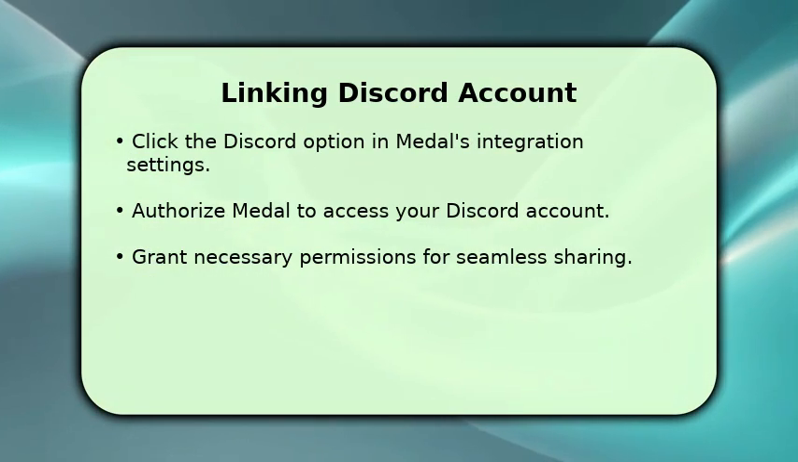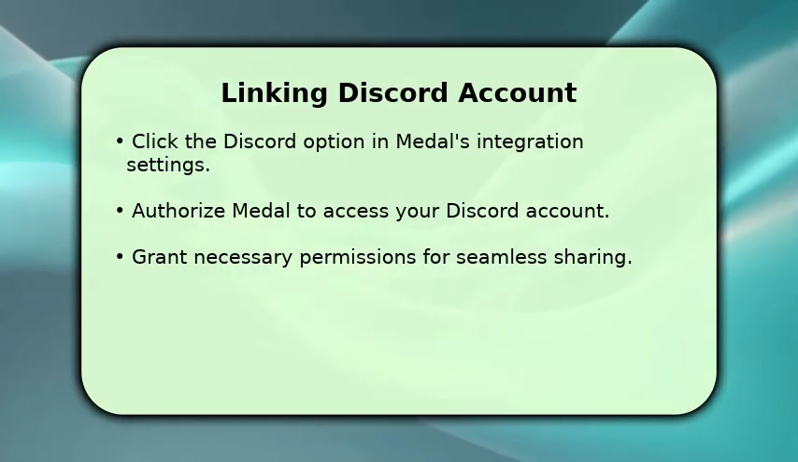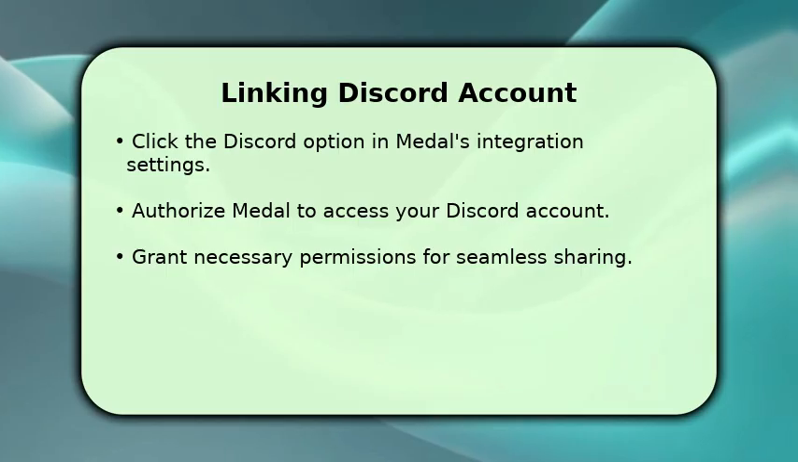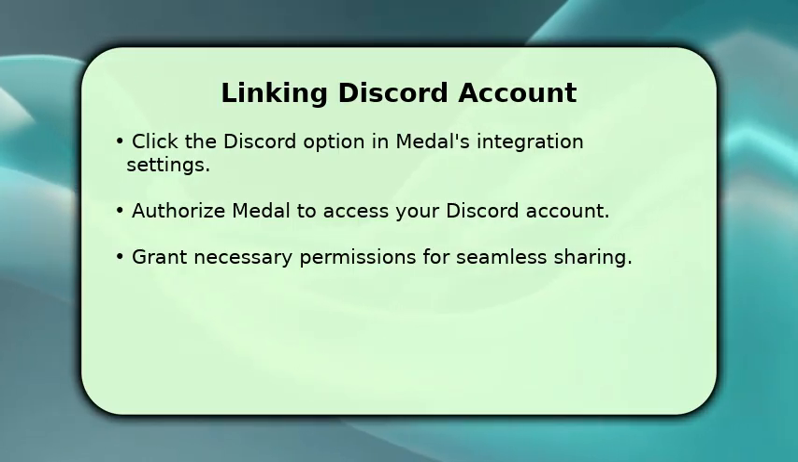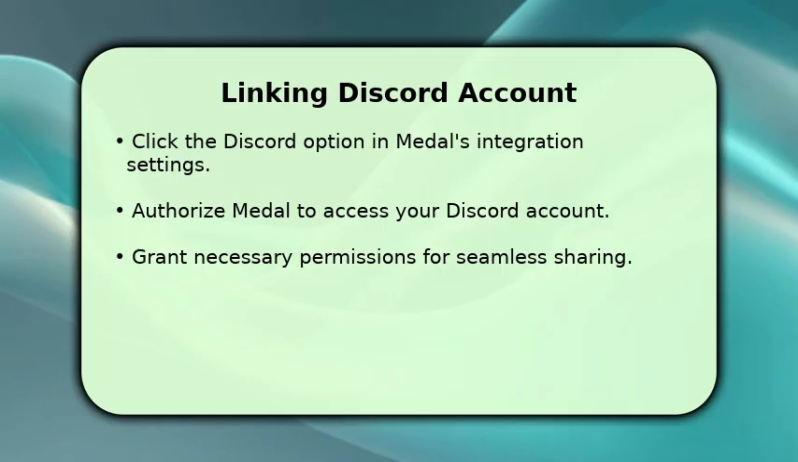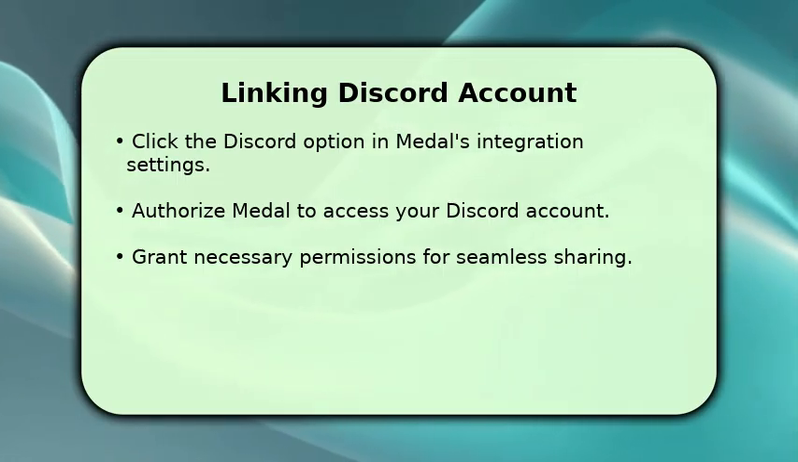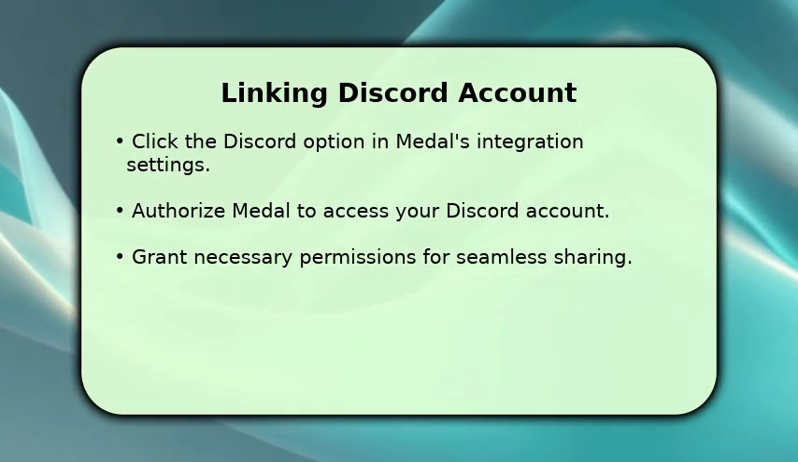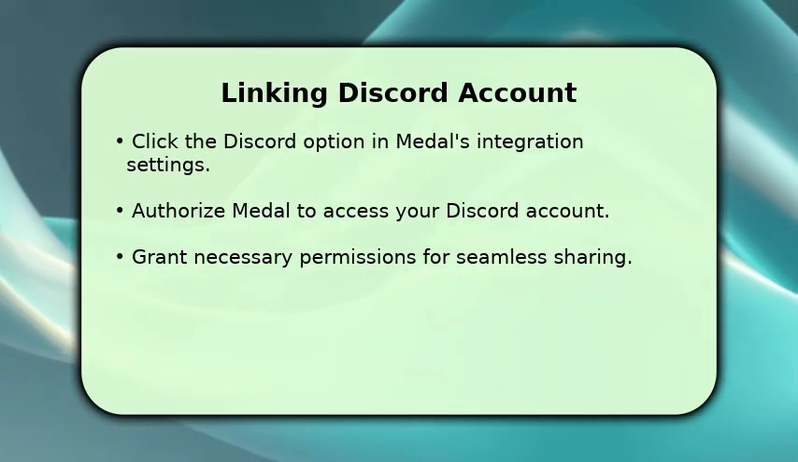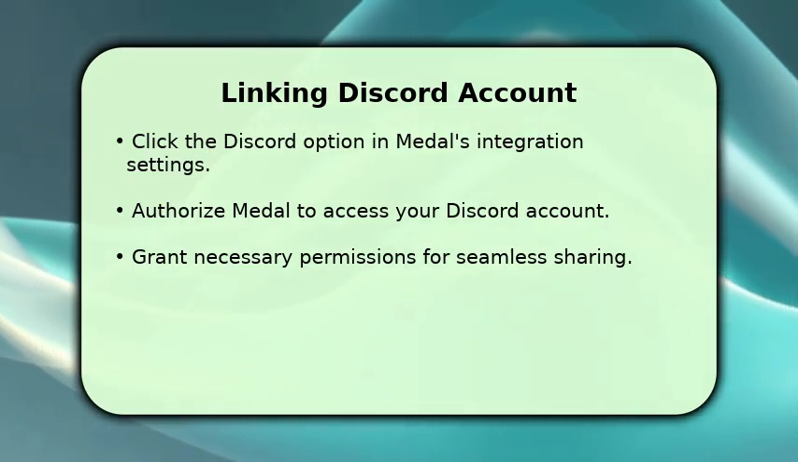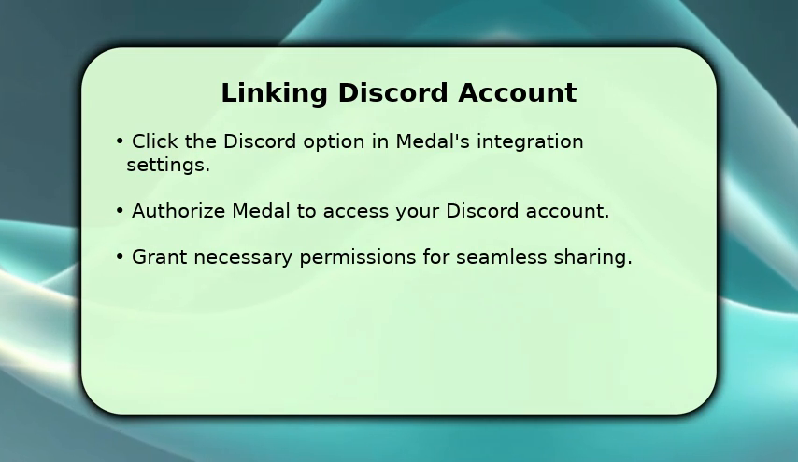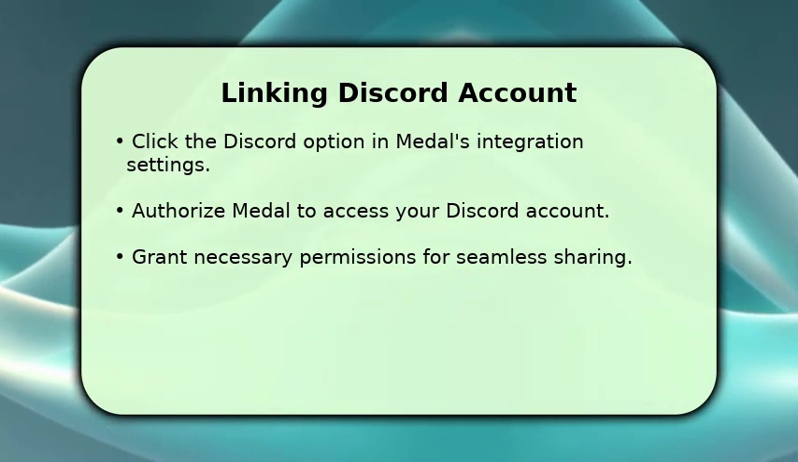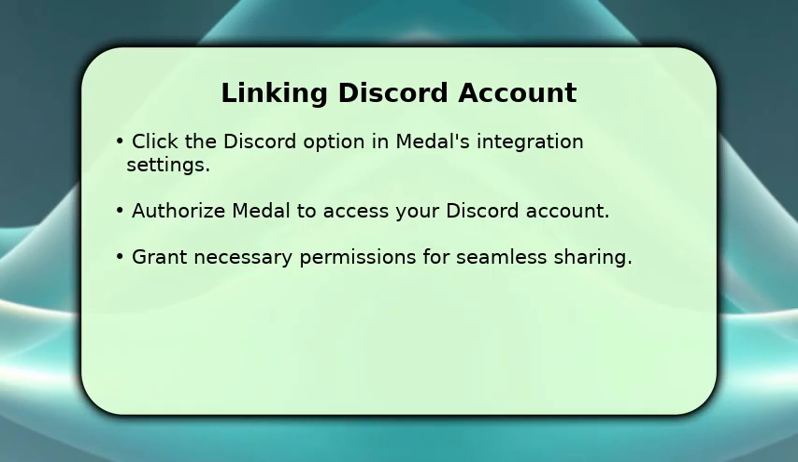Now, within the integrations section, you should see an option for Discord. Click on it. Metal will then prompt you to authorize the connection with your Discord account. This usually involves a pop-up window where you confirm the link. Granting the requested permissions is crucial for Metal to share clips directly to your Discord servers or private messages. This step securely links your accounts.